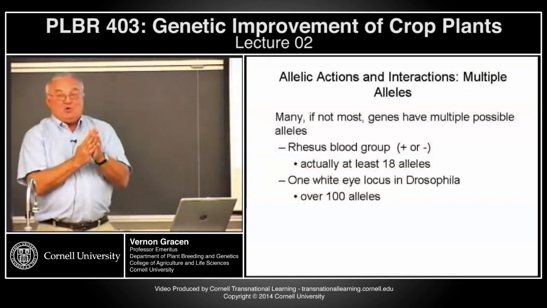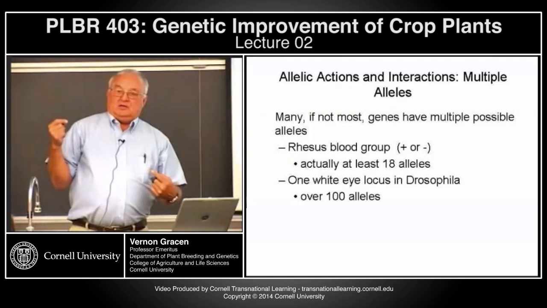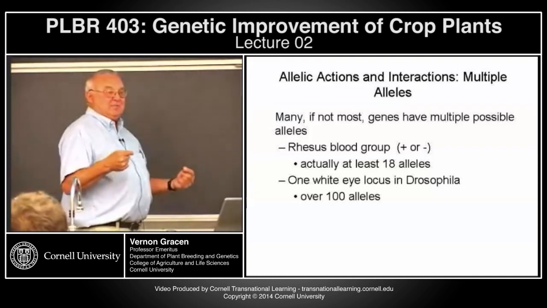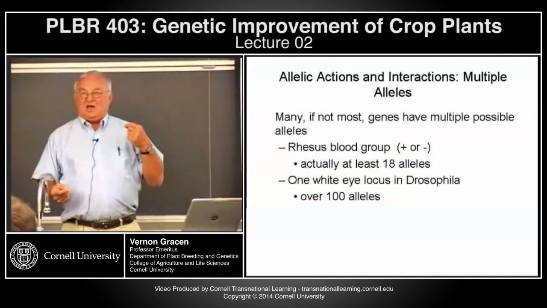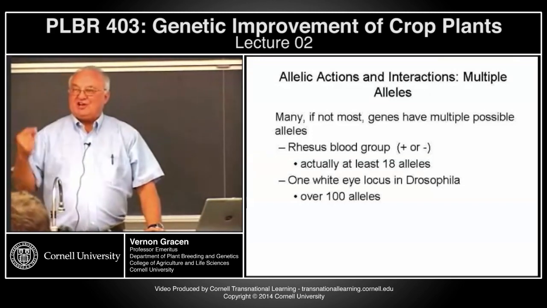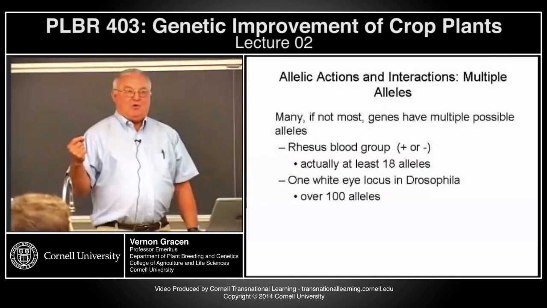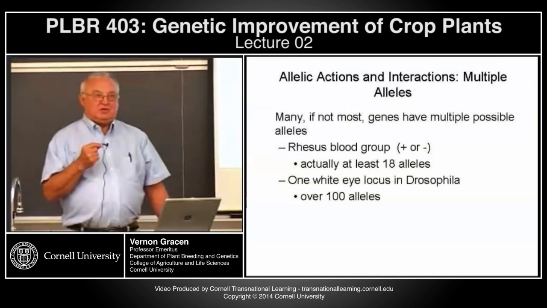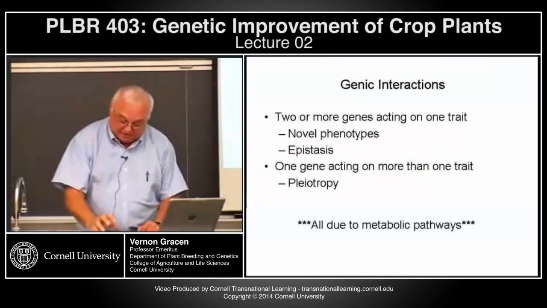There's one white eye locus in Drosophila that has over 100 different alleles. Now, for those of you working with molecular genetics, think about this: over 100 alleles can occupy the same locus, each of which must have slightly different functional capabilities, or we never would have recognized the differential alleles, because all of these were recognized based on phenotypic observations, not based on molecular characterizations.